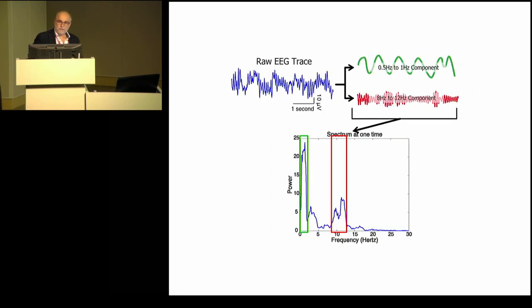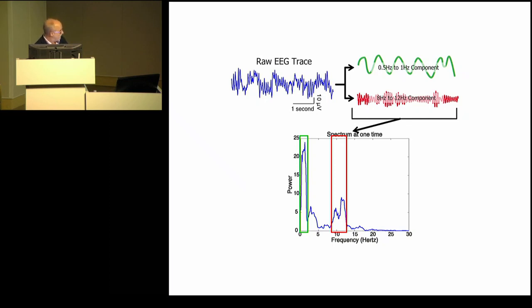Let's try to analyze a bit more this wave. We have this sum of these delta, alpha, beta waves in the EEG, but we are able to decompose this wave into the different frequencies. For example, in this case, this raw EEG can be decomposed into this delta wave and also these alpha waves. And we can show that as a spectrum.